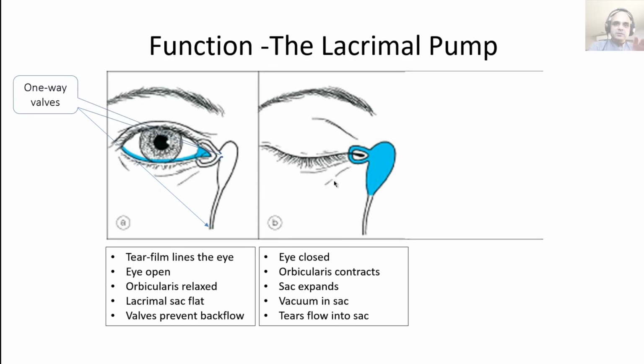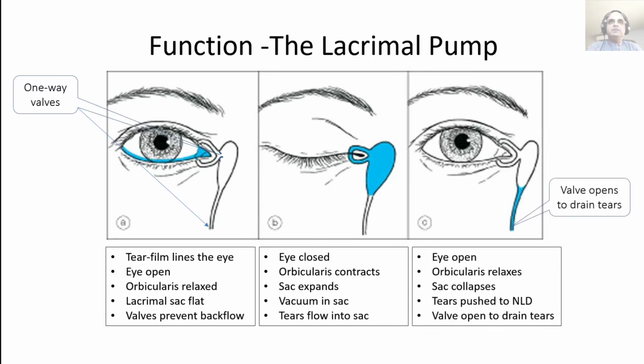Now the sac is full of tears, but we need to push it down into the nasolacrimal duct. So we need a mechanism to contract the sac, so as to pump the tears that have collected in the sac down into the nasolacrimal duct. And that happens when you open your eye, the orbicularis oculi relaxes, the sac collapses again, and as the sac collapses, tears are pushed down into the nose.